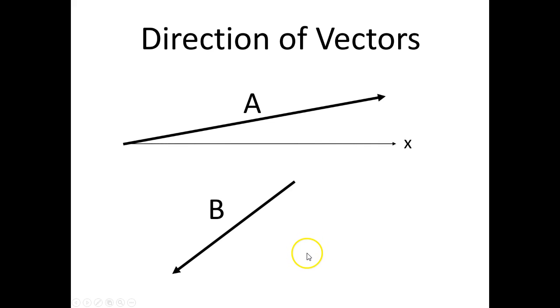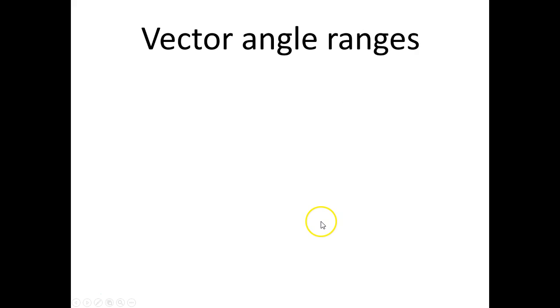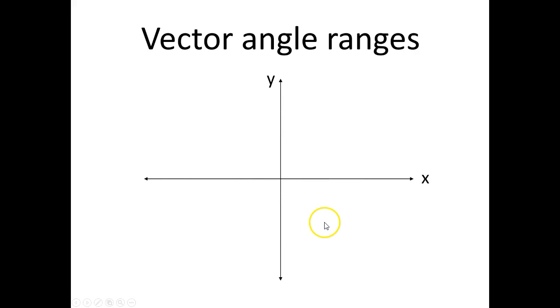The direction of vectors: you'll see that for this vector, it has an x direction, and it also has an angle, which means that we always want to think about that angle as the direction itself. Letter B here has a much bigger angle, and what we're basically doing here is using different ranges for our vectors.